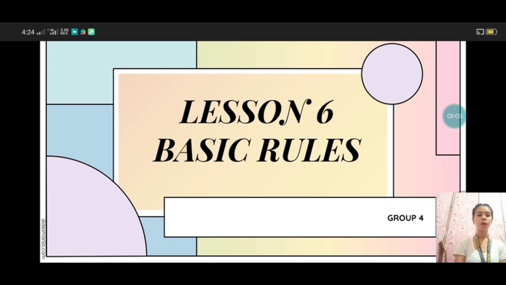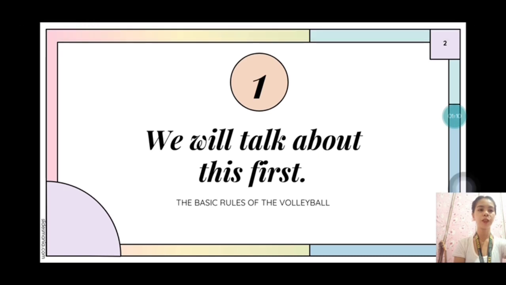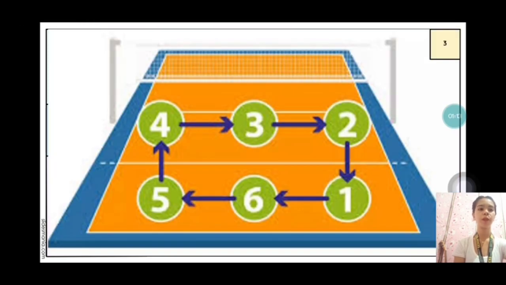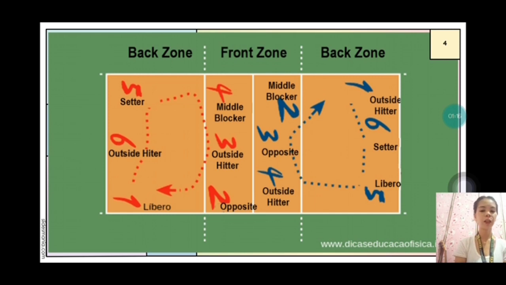A team consists of 6 players, and each one is responsible for covering the playing floor in his area of the court. The 6 players are designated in the front zone: left forward, center forward, and right forward. And in the back zone, we have right back, center back, and left back.